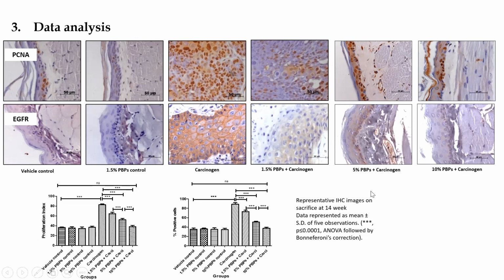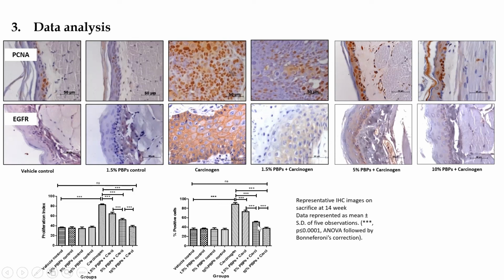And this percentage positive cells of all the five animals, that is all the five IHC slides we have, with n equal to 5, we calculate average percentage positive cells. And that average percentage positive cells is then compared, in case of this EGFR plot, between different groups. And this error bar is basically standard deviation. How much deviation was there in the percentage positive cell count in all those five animals?